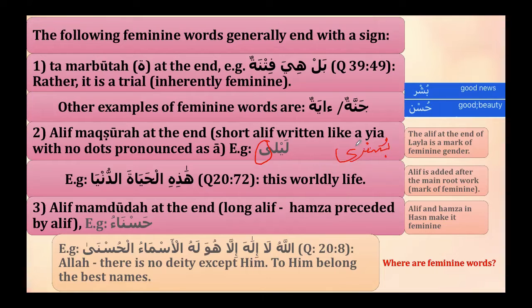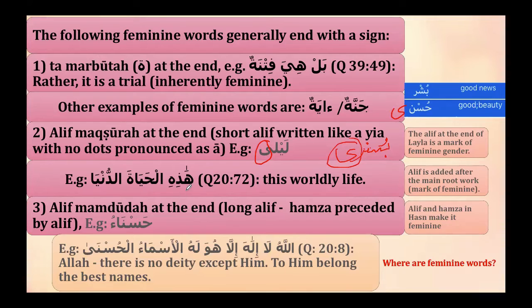So this is an alif maksura. This over here is a sign that it's a feminine word. Okay. Same with husn, right? Now, what happens if you add an alif maksura at the end? It becomes husna. That's feminine. Understand? So when there's an alif maksura added at the end, it's also a marker of a feminine word.